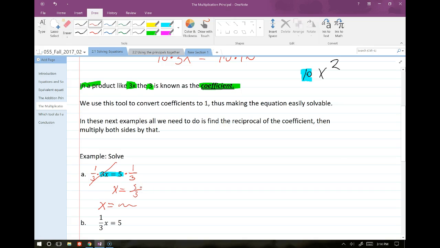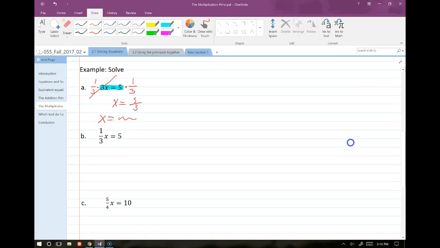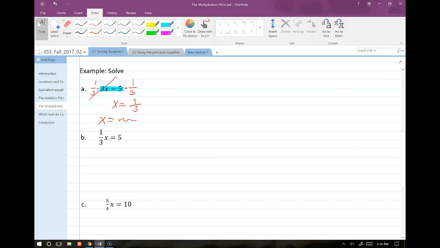All right, so on this next example, basically what we do for all of these when we see them is we say, okay, this is attached through multiplication. I just need to multiply both sides by the reciprocal of the coefficient. What's the reciprocal of 1/3? 3/1, yeah, or 3. Okay, the 3s cancel, and we get x equals 5 times 3, which is equal to 15.